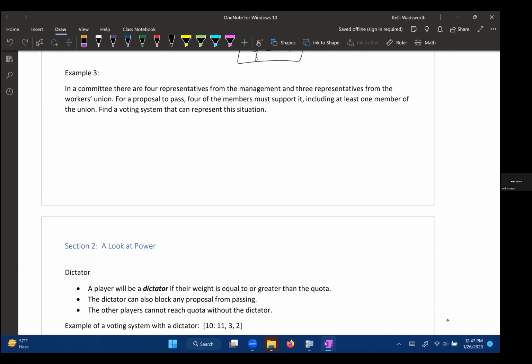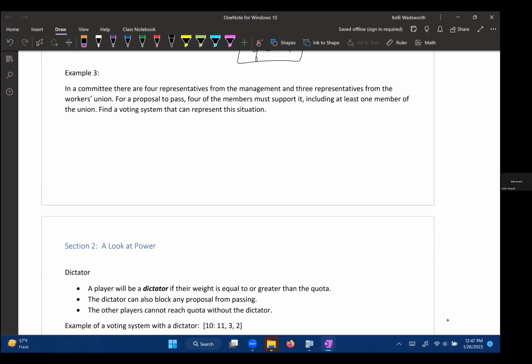In a committee, there are 4 representatives from the management and 3 representatives from the workers' union. Okay, so 4 management people and 3 union people. All right, so for a proposal to pass, 4 of the members must support it, including at least 1 member of the union. Find a voting system that can represent this situation.